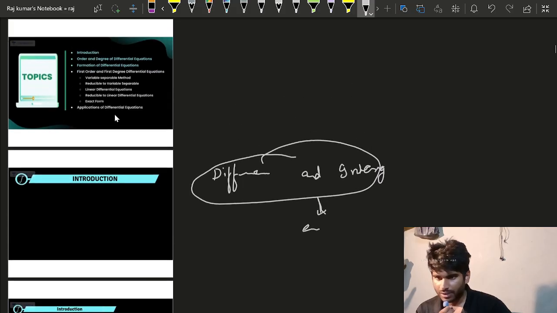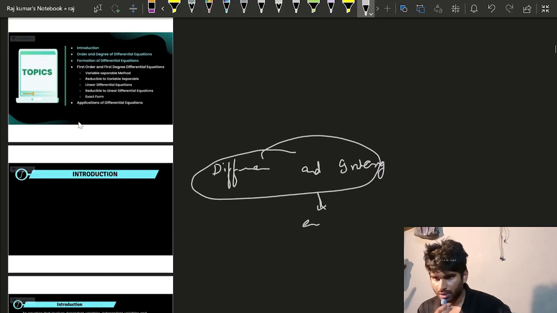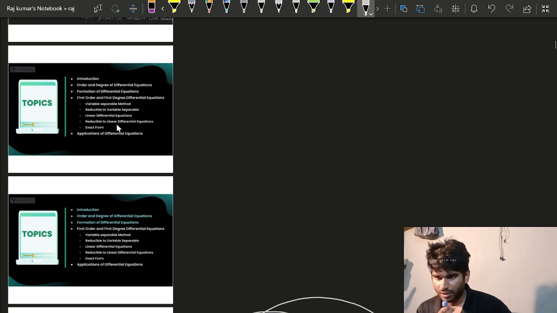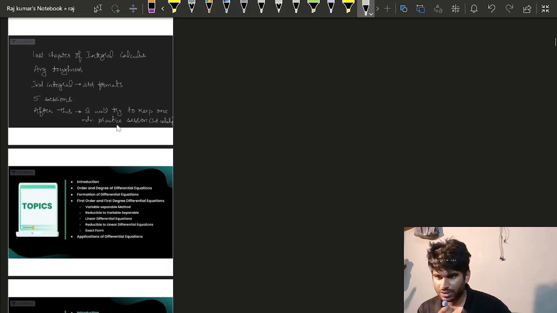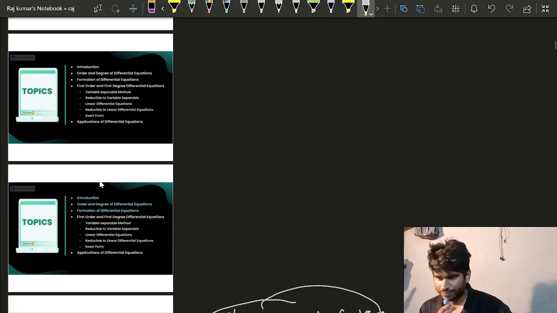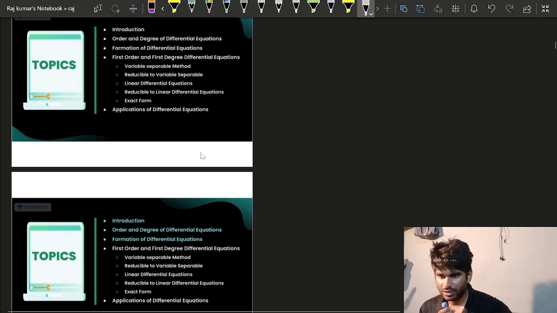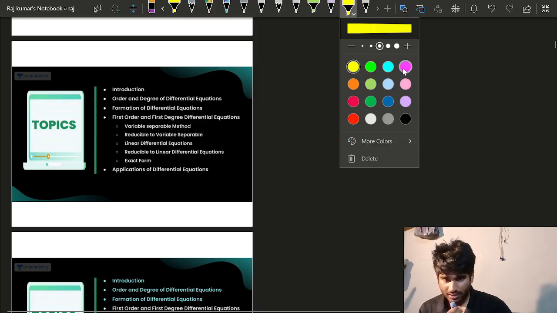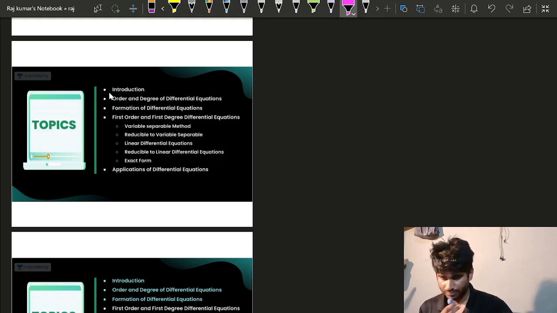Every year they ask in the exam hall. So without wasting time, let's start. First of all, you see here, differential equations. When we discuss differential equations, first of all, we will add this highlight. So you can see here.